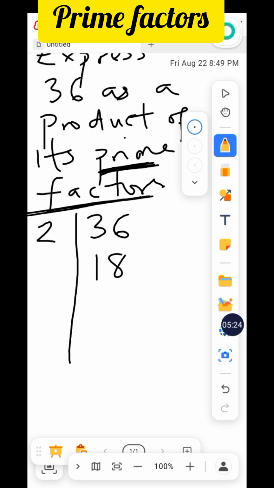So the first one is 2. 2 goes in 36. That will give us 18. The next prime number that can still go in 18 is still 2.